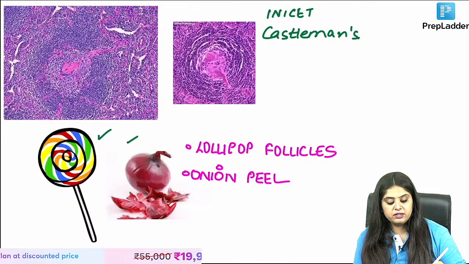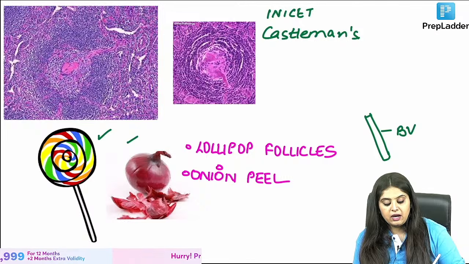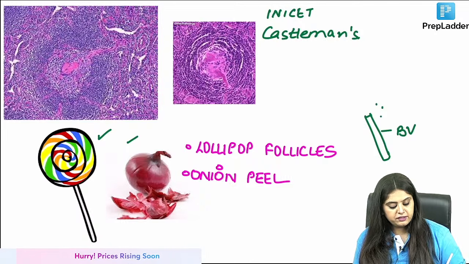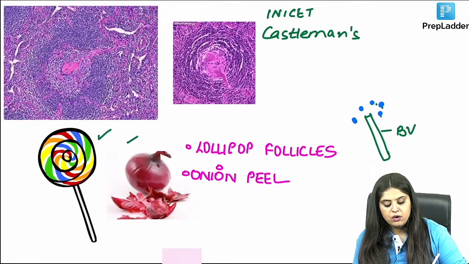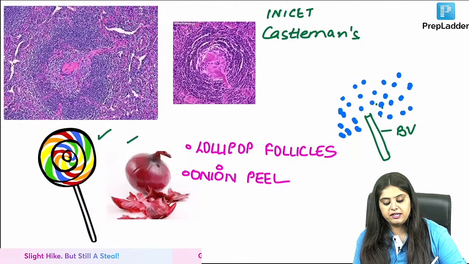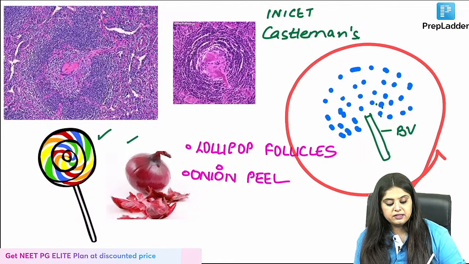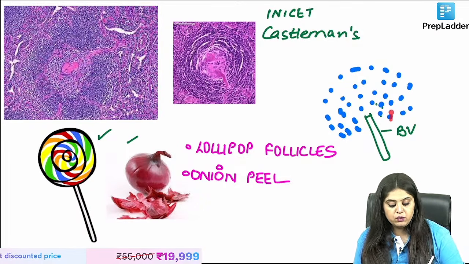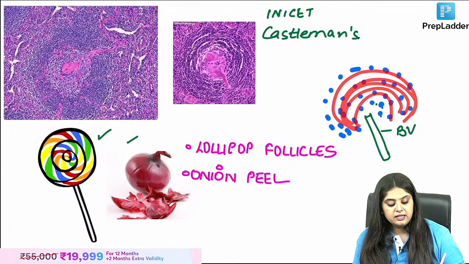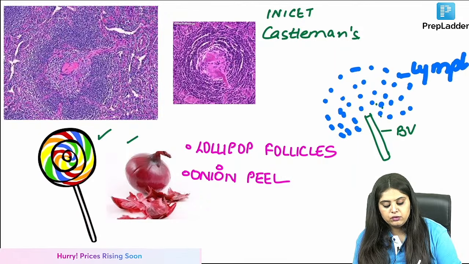What is lollipop follicles? You will see one blood vessel. That stick is going to be the blood vessel, and around that blood vessel, all the lymphocytes, whatever lymphocytes you have, all those lymphocytes are arranged like this as an onion peel appearance. Has it now started looking like a lollipop? So if they ask you the entire thing, that is known as lollipop follicle. If they only ask you how the lymphocytes are, the lymphocytes are showing you the onion peel appearance. So I have labeled both. One is going to be the lollipop and one is going to be onion peel.